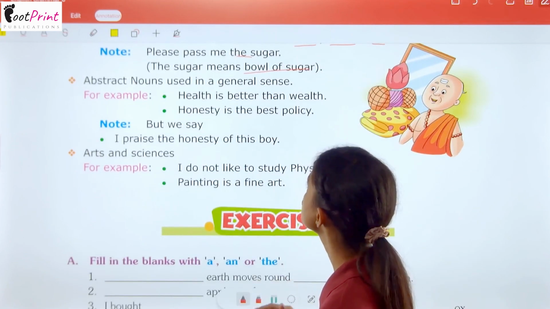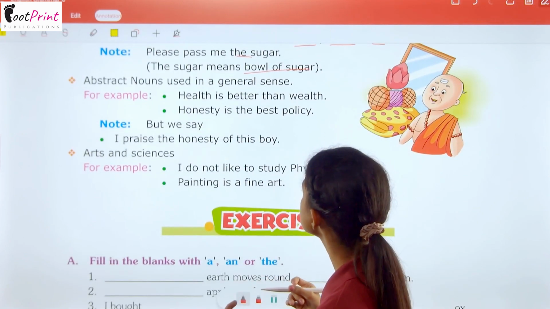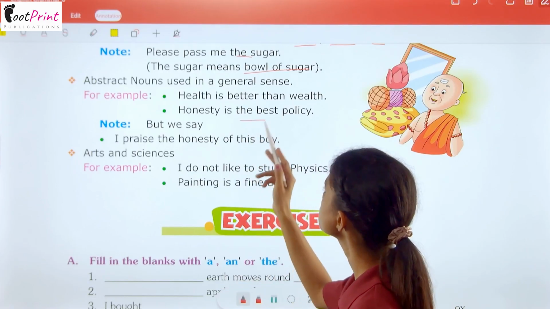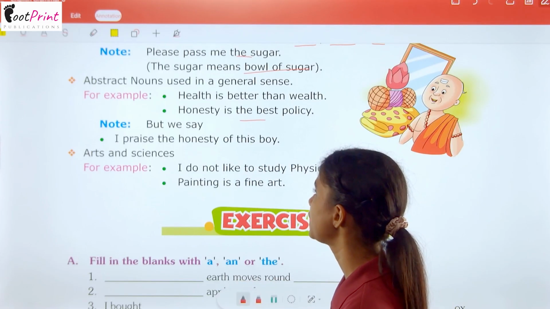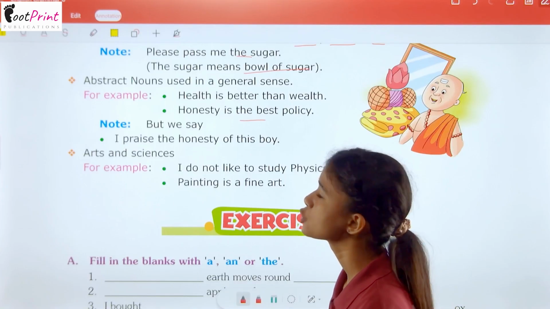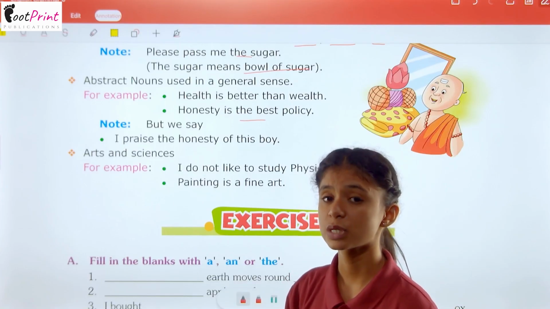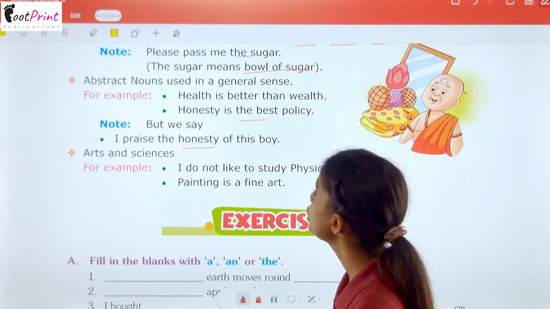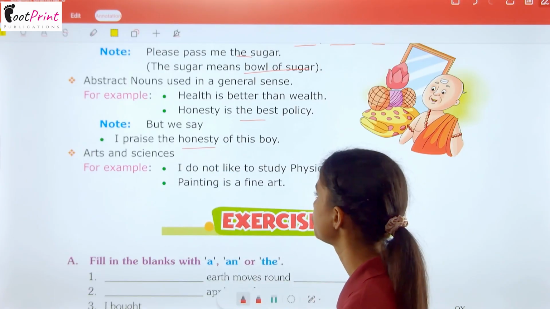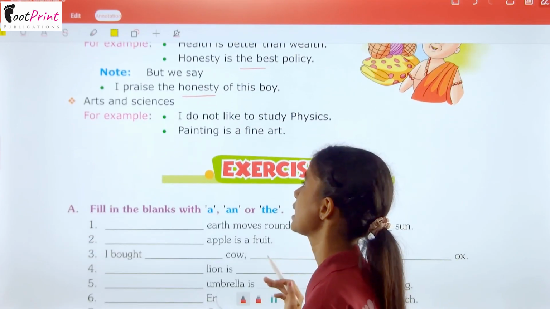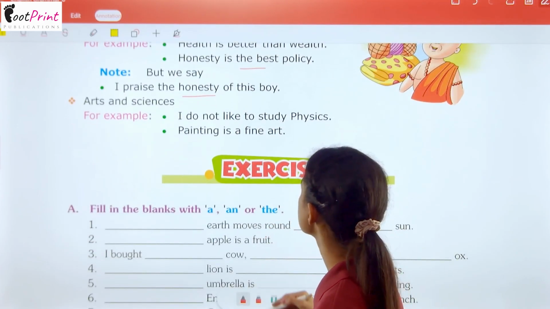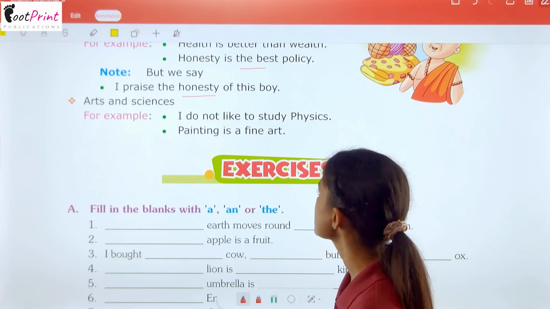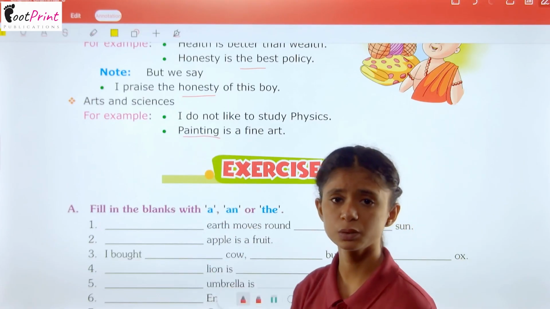Abstract nouns used in a general sense: Health is better than wealth. Honesty is the best policy. But we say, I praise the honesty of this boy. So, we are not using the with abstract nouns, but when it is being used as an adjective, we are putting the before it. Arts and sciences: I do not like to study physics, so we are not putting any article with it. Painting is a fine art, not putting the article with it.